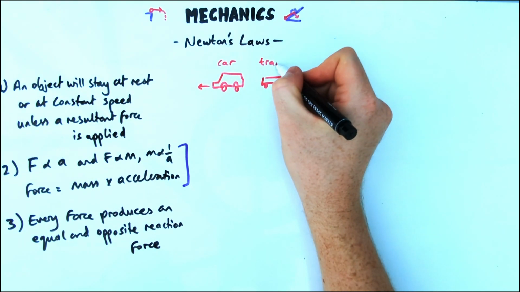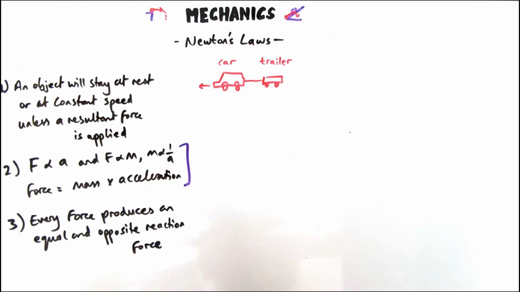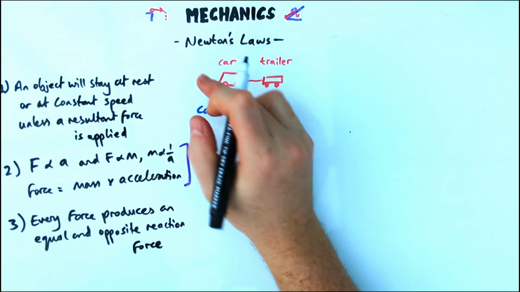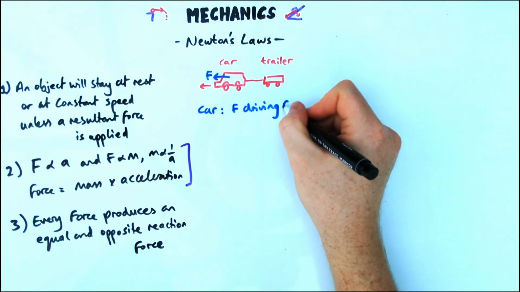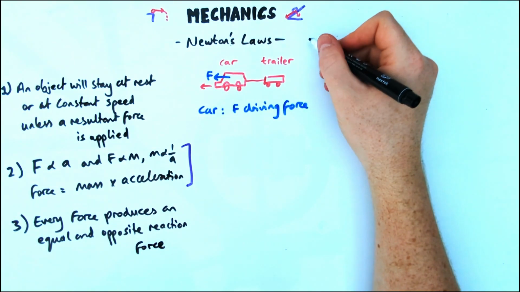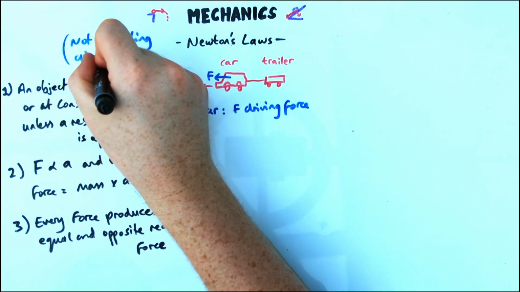So let's imagine I've got a car dragging along a trailer behind it. A trailer that's unpowered, got camping gear in it, something like that. As the car moves along, we're going to consider the forces acting on the car. We've got the driving force we're going to call F. We've also got forces acting opposite. We're not going to consider air resistance or drag at this point, like we do with lots of mechanics things.